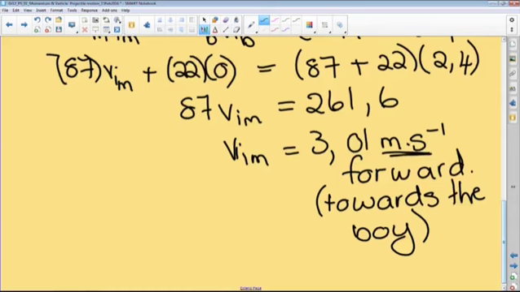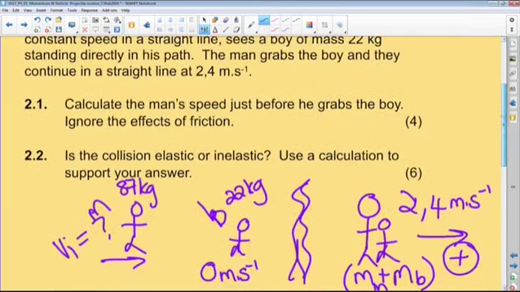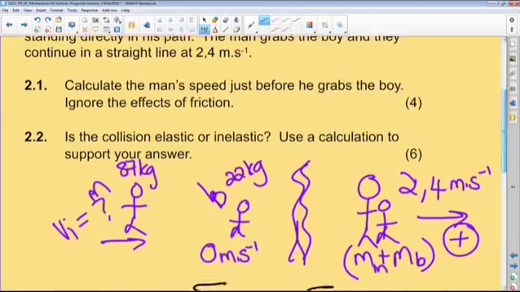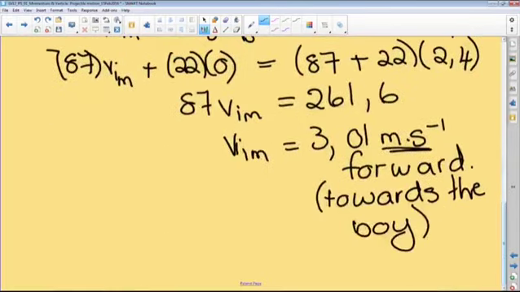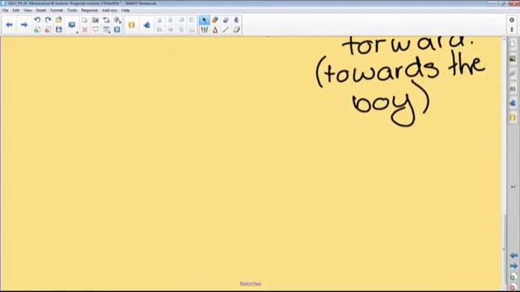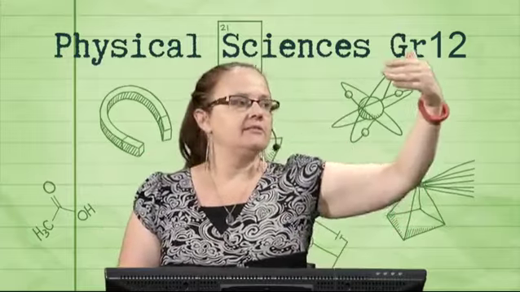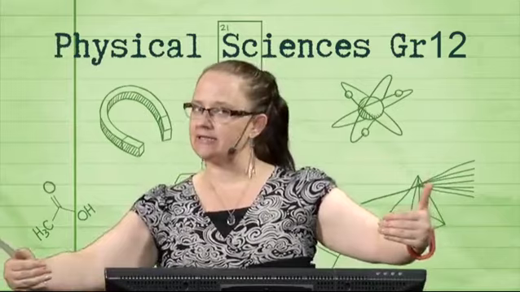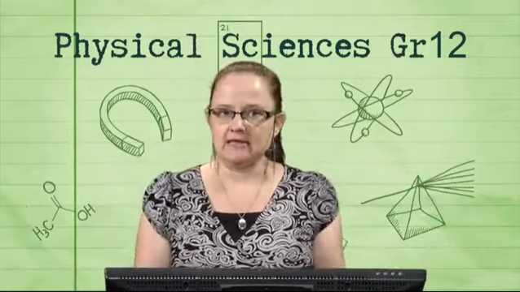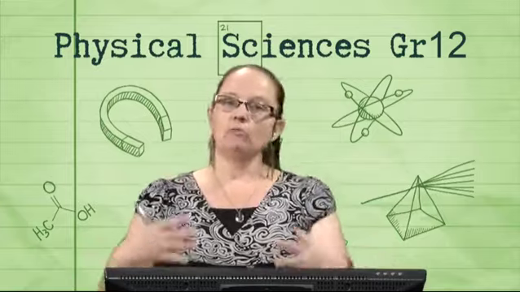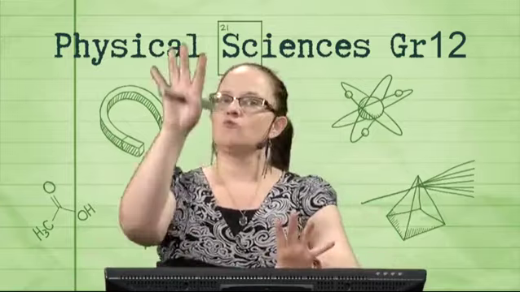The next question is really important. Now they say, is the collision elastic or inelastic? Use a calculation to support your answer. This is one where when I mark these, and I'm including my own learners in this, I just want to cry because I see such silly mistakes. When we need to prove elastic or inelastic collision, we have to prove that the kinetic energy before is equal to the kinetic energy after. It's a proof, like in maths, when you have to prove an equation. And with the proof in maths, you go left-hand side and you go right-hand side, and then you compare them. We do the same here.